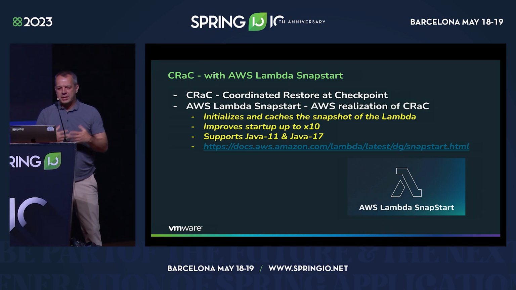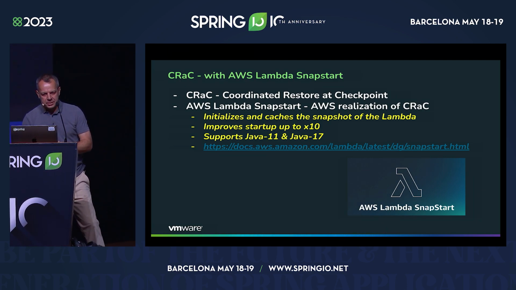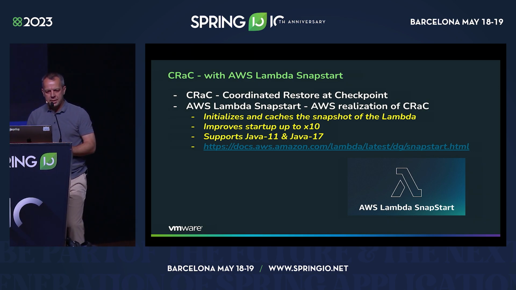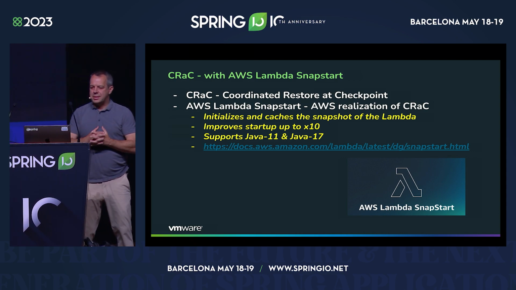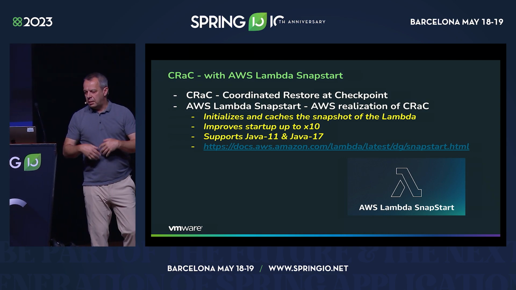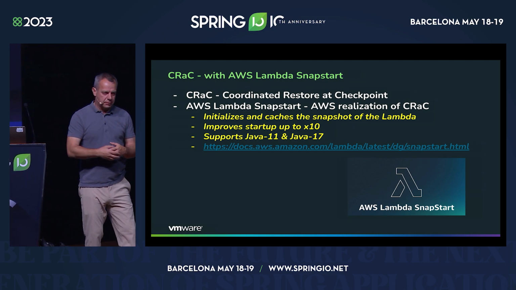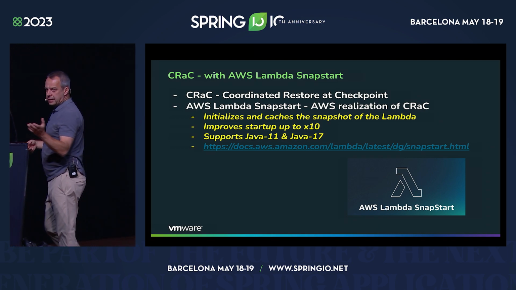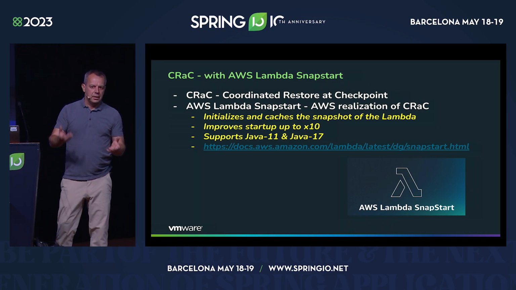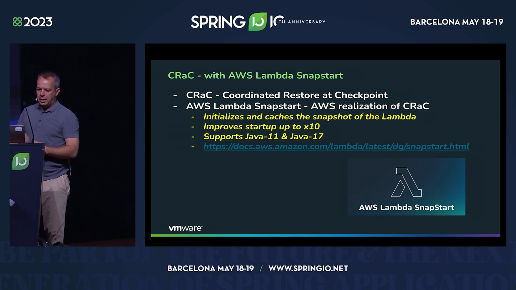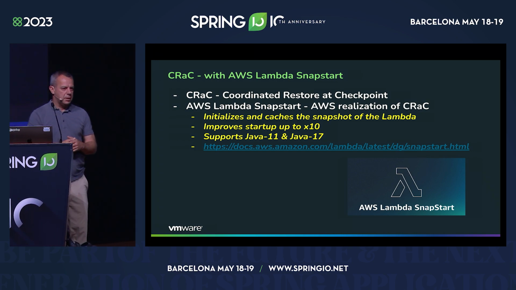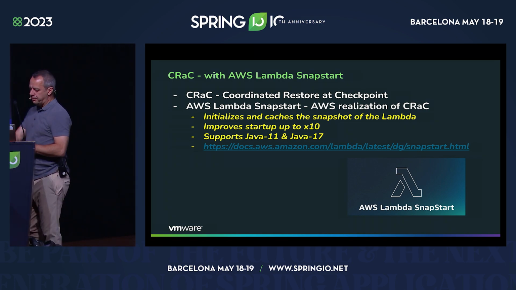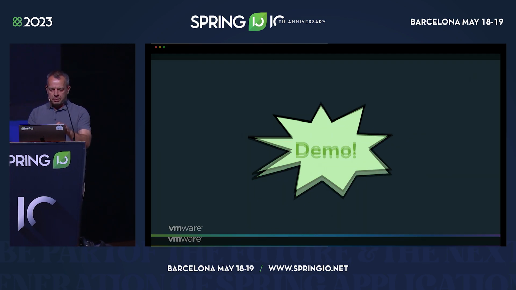Anyway, so AWS Lambda SnapStart, that's a feature of AWS Lambda, and this is basically a realization of CRaC natively within AWS. So it initializes and caches the snapshot of the Lambda. It improves the startup up to tenfold, and we're going to see it right now. And it supports Java 11, and like I said earlier, it finally supports Java 17. And here's a link to documentation for AWS SnapStart, where you can get more information on it. And back to the demo.